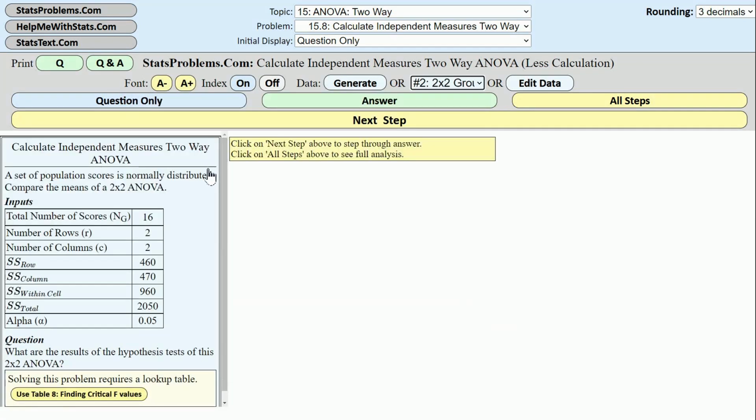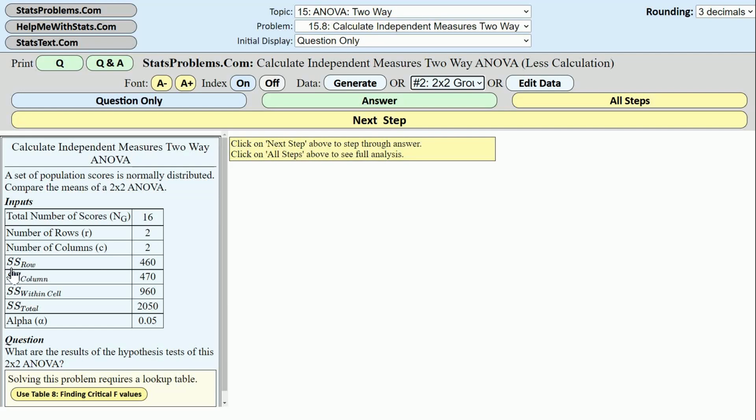The question appears in the blue box. A set of population scores is normally distributed. Compare the means of a 2 by 2 ANOVA. Total number of scores, NG, is 16. Number of rows, R, is 2. Number of columns, C, is 2.